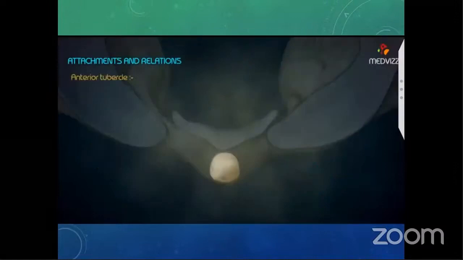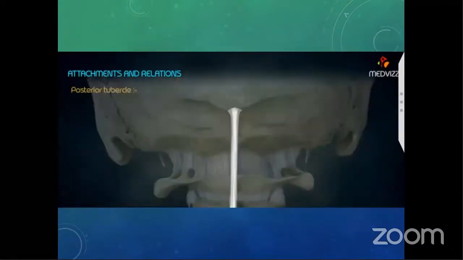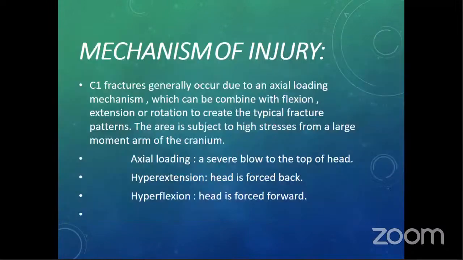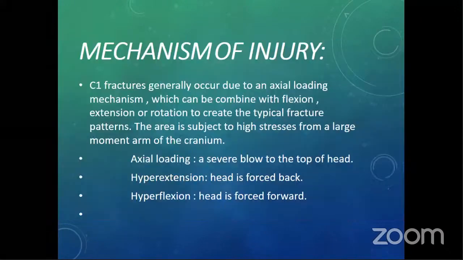Then we have the anterior tubercle that gives attachment to the anterior longitudinal ligament. And along the surface of the anterior arch, it also gives attachment to the anterior atlanto-occipital membrane. Whereas the posterior tubercle, which you can see, gives attachment to the ligamentum nuchae and the posterior atlanto-occipital membrane. So that is all from the anatomy. We will discuss the transverse ligament later in the presentation.